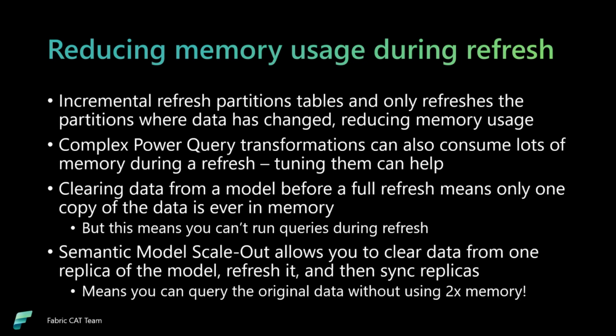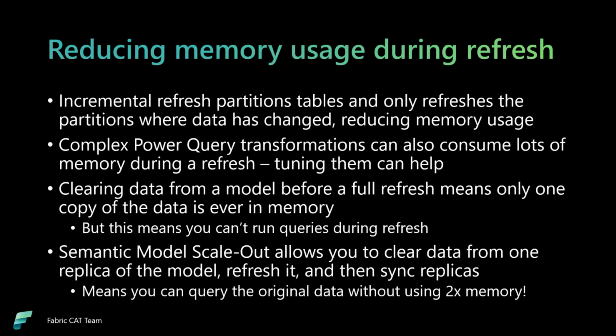Another thing that you can do is what we call a process clear, which is a special type of refresh, which just pushes all the data out of the model. If you do that, model memory usage will go down to nothing because there's no data in there. And then you can do a refresh and probably only use the same amount of memory as you were using before. The downside of that is that you can't query the model during a refresh, which you might not care about overnight.